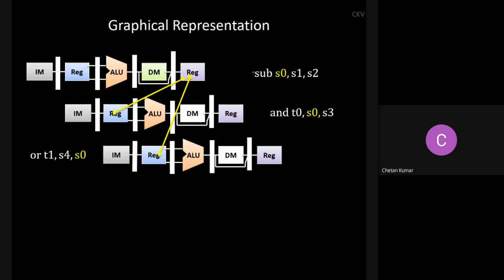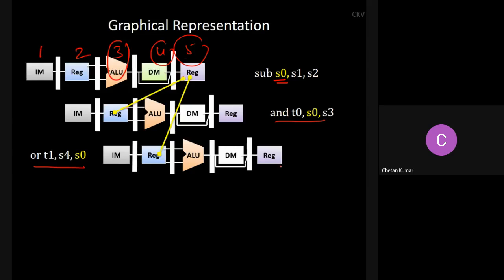Now, how do I resolve this hazard? Your S naught is getting updated here, but you need it here, and similarly you need it here. In terms of clock cycles, in the 5th clock cycle your S naught value is getting updated, but you require it in the 3rd clock cycle for this instruction, and in the 4th clock cycle for this instruction. So one way to avoid this is to stall. You have to stall this instruction and stall this instruction also.